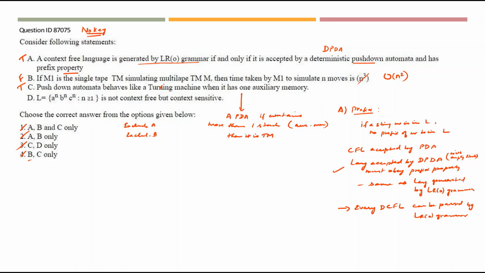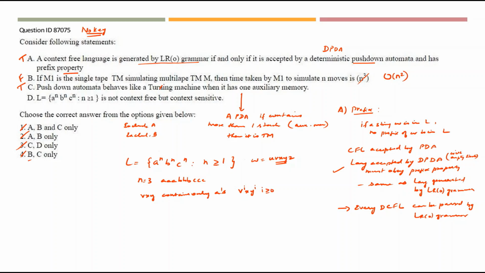The next statement: L = {a^n b^n c^n | n ≥ 1} is not CFL but context sensitive. Let's take n equal to 3: triple A, triple B, triple C. As per the pumping lemma, let's take the string to be uvxyz. So we have to check for this. If vxy contains only A's, so only from the A part we are choosing vxy, then according to the third rule of the pumping lemma for CFL, we have u v^i x y^i z, where i is greater than or equal to 0.